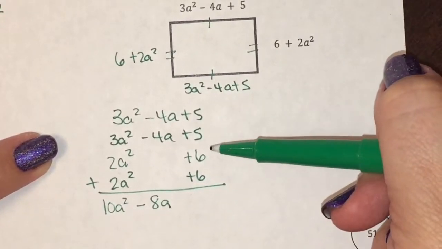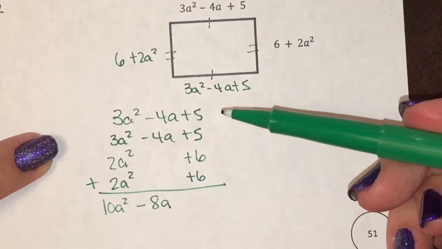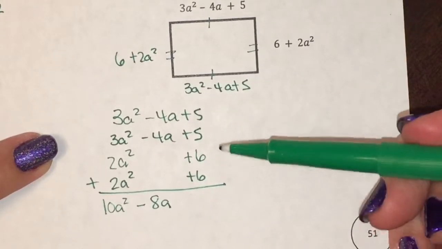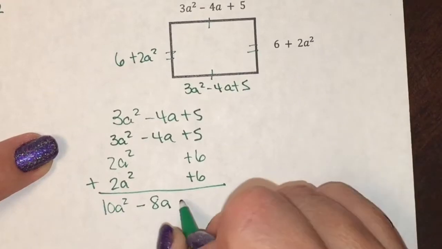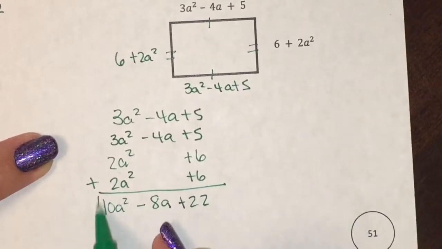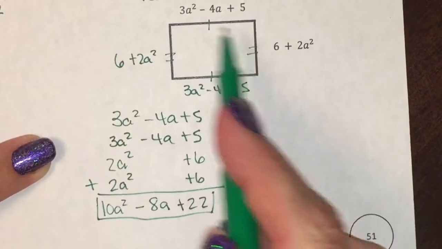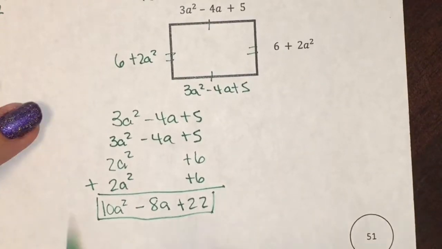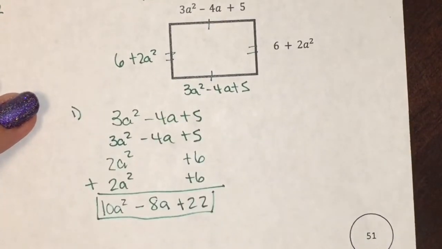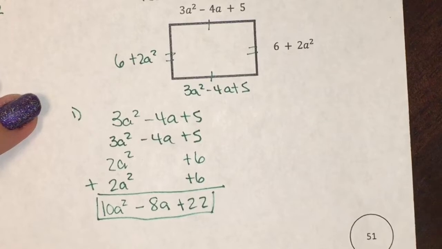5 plus 5 plus 6 plus 6. So what's that in my head? This is 10, this is 12, so 10 plus 12 is what, 22? Something like that. So this should be the perimeter of this rectangle. Okay, so again, that's the first way. If you like that way, then you can write it down, but I suggest watching the second way.